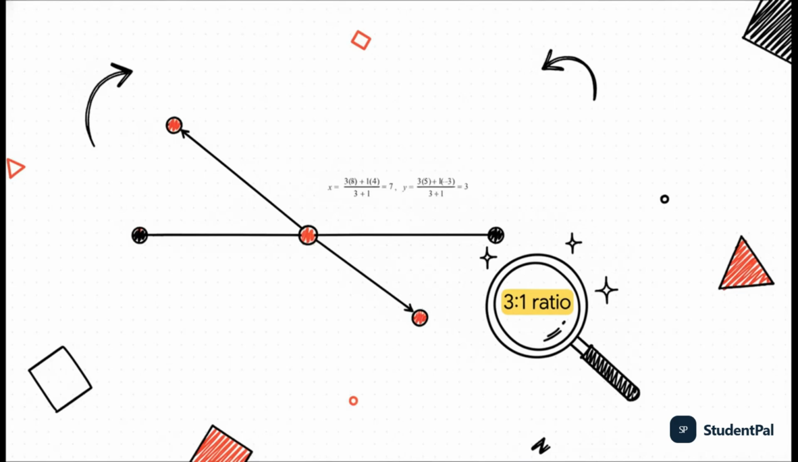Let's plug in some real numbers from a textbook example. We want to find the point dividing the line segment between (4, -3) and (8, 5) in a 3:1 ratio. So we set m1 as 3 and m2 as 1. Following our formula, the x-coordinate becomes 3 times 8 plus 1 times 4, divided by 3 plus 1. That's 28 over 4, which equals 7. Doing the exact same process for y gives us 3. So our target sweet spot is exactly at the coordinates (7, 3). It really feels like mathematical magic, doesn't it?